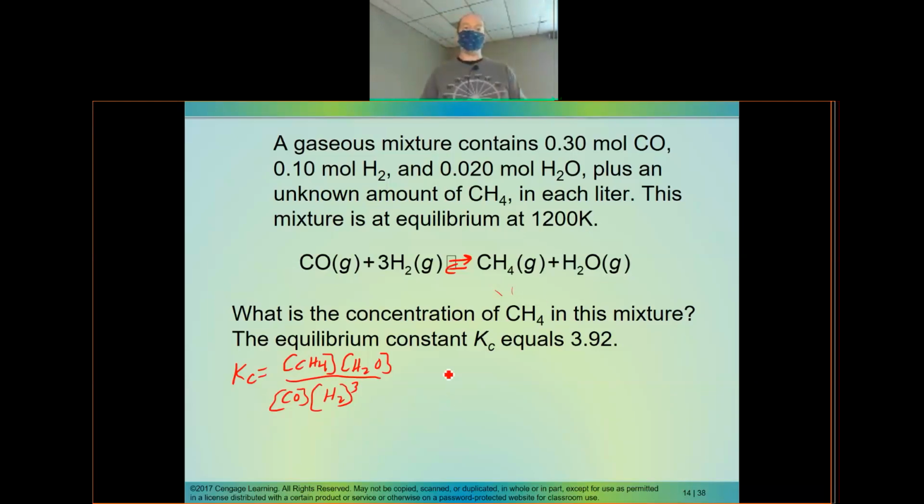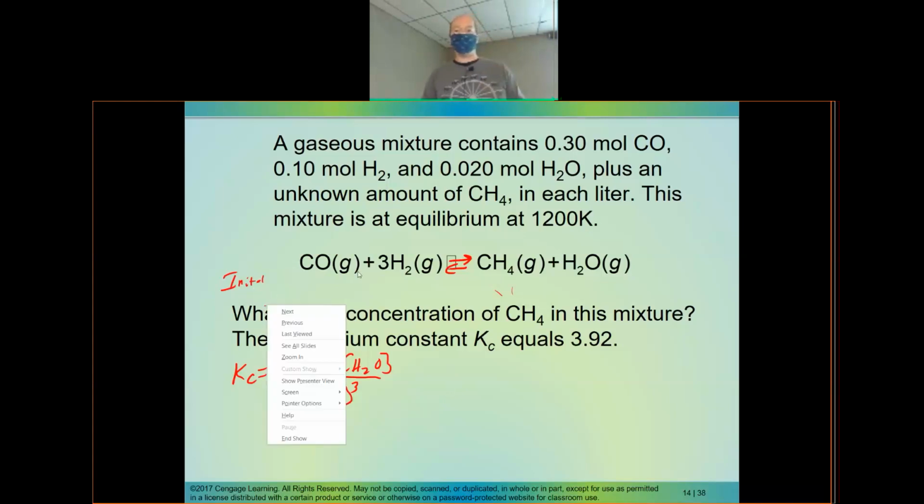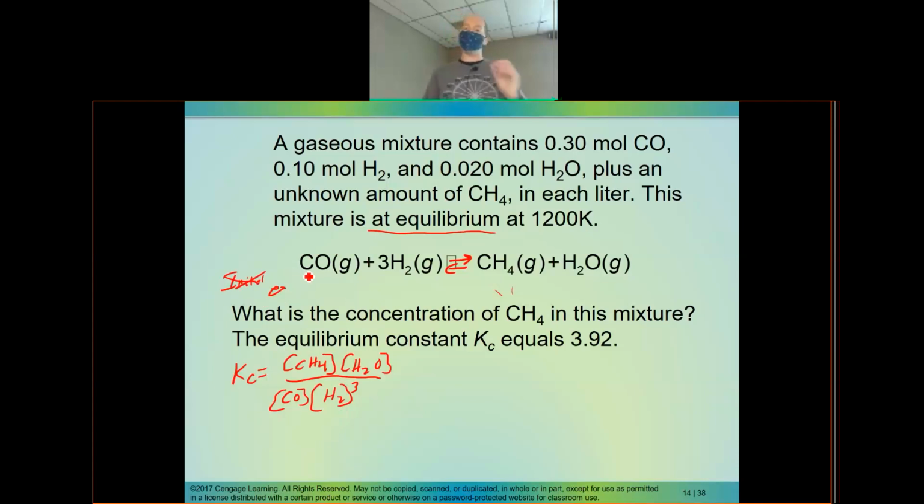Now, if we want to do an initial here, they don't give us an initial. They're saying this is at equilibrium. So they don't give us the initial, they give us this at equilibrium. So they go right to equilibrium. You have to read the question. Many times they're saying you're starting with this. This question says the mixture is at equilibrium. And so at equilibrium, we have 0.3 molar of CO, that is moles per liter. Hydrogen, we have 0.1 mole per liter. CH4, that is the unknown. That's what we are solving for. And then water is 0.02.